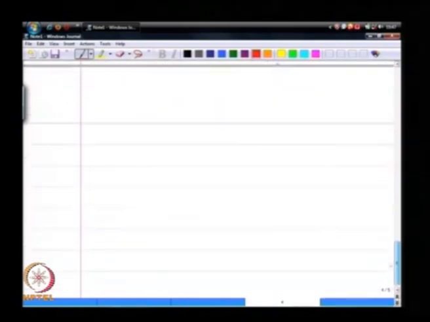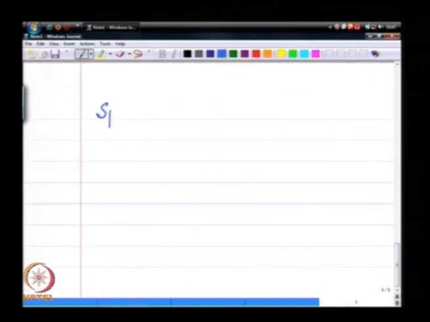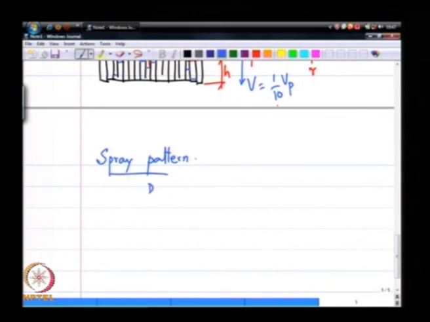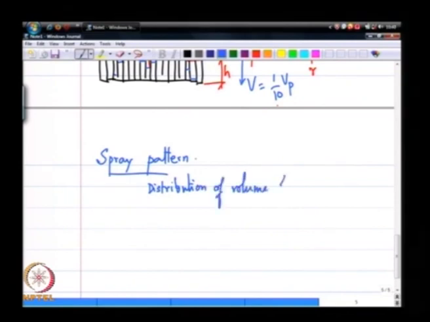Now, depending on the internal flow in the nozzle, I could get different spray patterns, and like we discussed in the very early part of our discussion, the example I have here would be called a hollow cone spray pattern. On the other hand, something like that would be called a solid cone spray pattern.